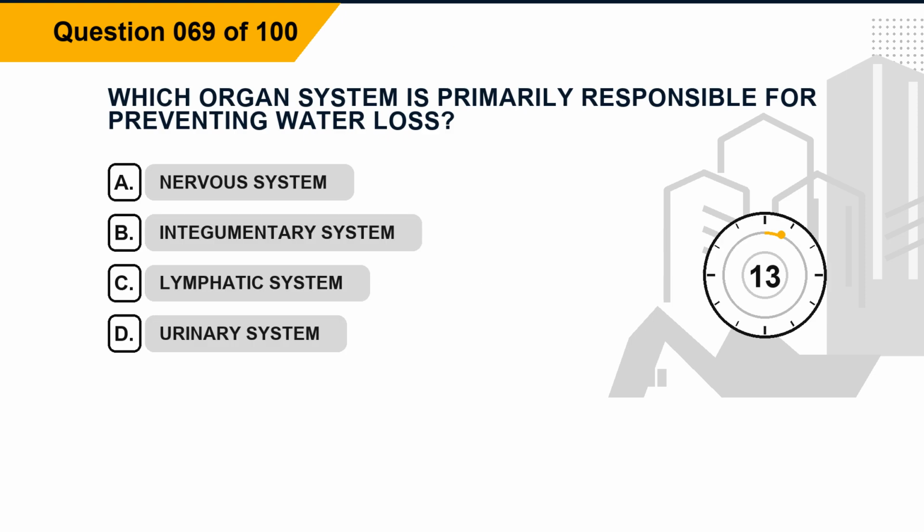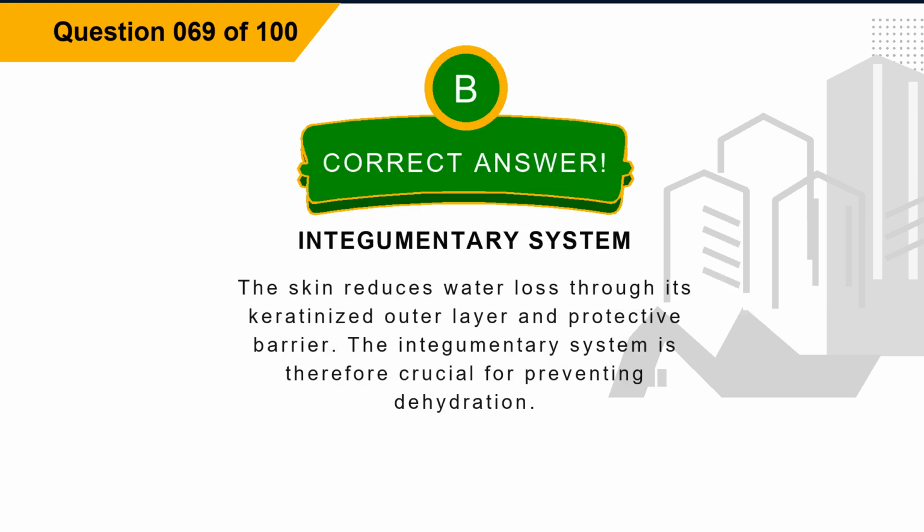Question 69. Which organ system is primarily responsible for preventing water loss? Option A, nervous system. Option B, integumentary system. Option C, lymphatic system. Option D, urinary system. The correct answer is option B, integumentary system. Explanation. The skin reduces water loss through its keratinized outer layer and protective barrier. The integumentary system is therefore crucial for preventing dehydration.